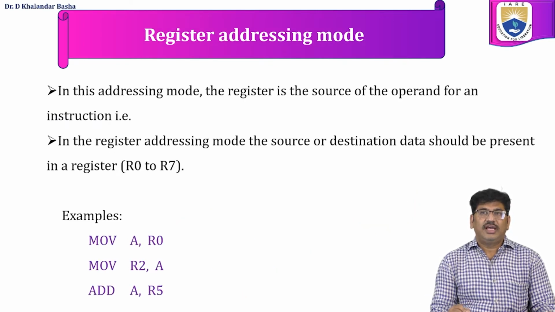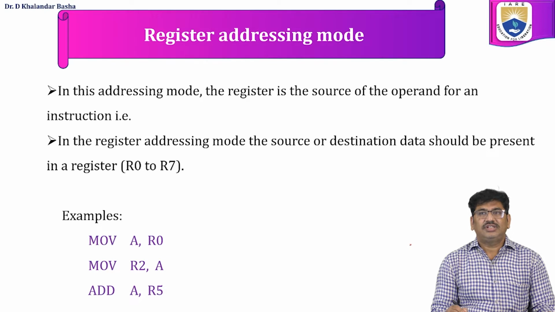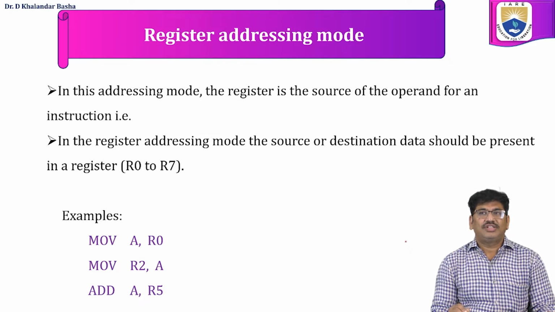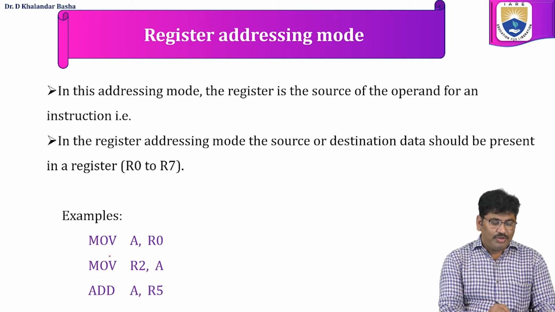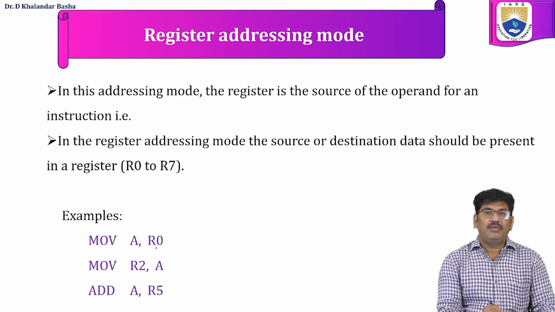Next one is register addressing mode. In this register addressing mode, the register is the source of the operand for an instruction. That is, in the register addressing mode, the source or destination data should be present in any one of the registers from R0 to R7. Coming to the example, MOV A, R0.